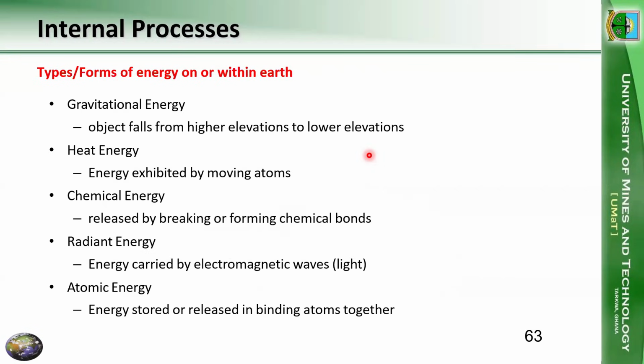So we have various forms of energy on or within the Earth. Like the force of gravity, due to gravity, objects from higher elevations are going to fall to the ground, to lower elevations. Then, of course, we have heat energy, which is energy due to the moving of atoms. We have chemical energy released by the breaking or forming of chemical bonds, and radiant energy, like light energy, which is energy carried by electromagnetic waves. Then we also have energy stored or released when atoms are bound together. We call that atomic energy.